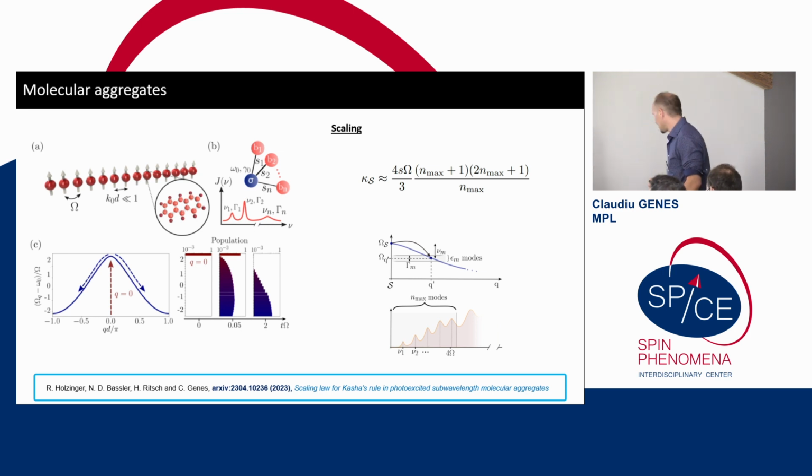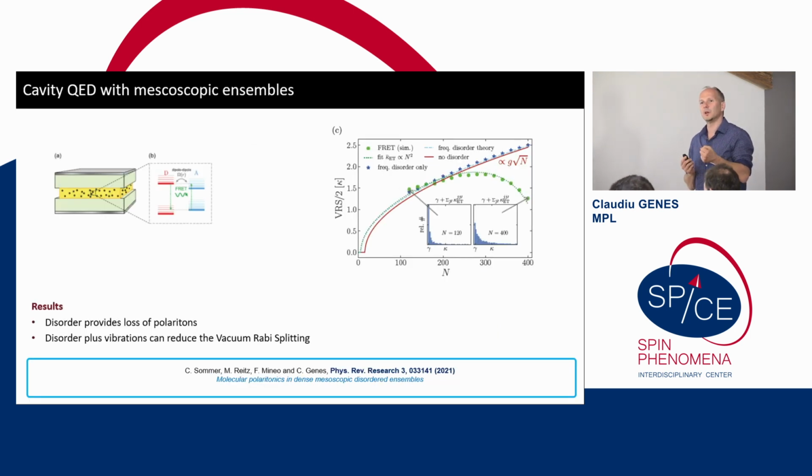And now this is my last slide, so I can jump a bit more. The purpose of all our theories is to go towards mesoscopic ensembles. So to describe what happens, starting with the electron-photon interaction in the presence of vibrations, when you have mesoscopic ensembles where a lot of stuff happens.